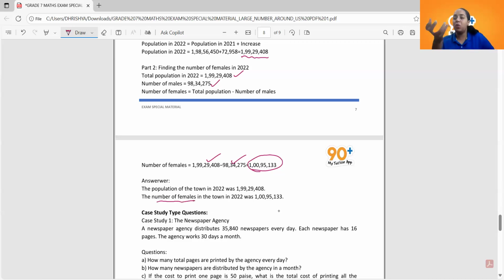Okay, first we found out what the population was in 2022. The number of males was already given in the question. So the total population minus the males gives you the number of females. That is how we find the answer to the question.